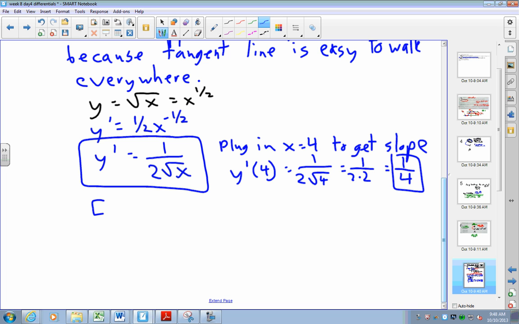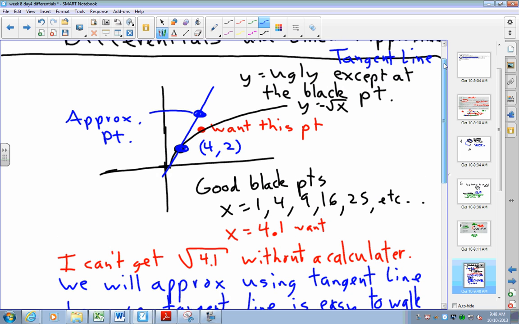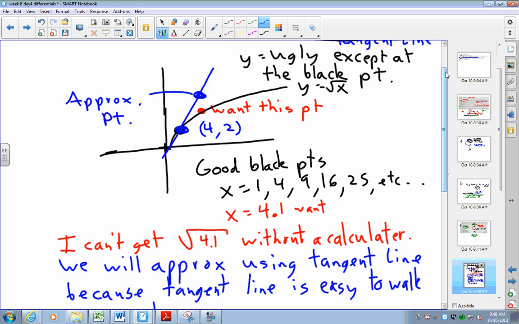So my equation is y minus 2 equals 1/4 times x minus 4. Yep. Because that's where I'm making the tangent line at. Well, if I want 4.1, I'm only going to attach the tangent line to certain nice guys. Who are my nice guys that I could attach it to? So if I decided to do it at like 1, could I make the tangent line? Okay. And that's going to be my approximation.